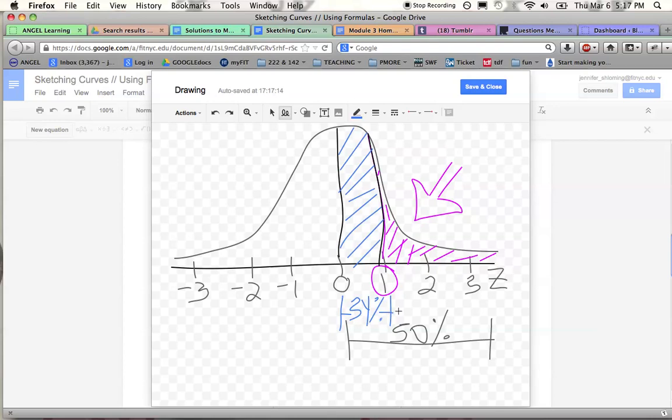So using these two things, we should be able to figure out what's left over. If this entire right side of the curve is 50% and from 0 to 1 is 34%, we want to know the percentage over 1. So that's my hint. You should be able to figure it out.